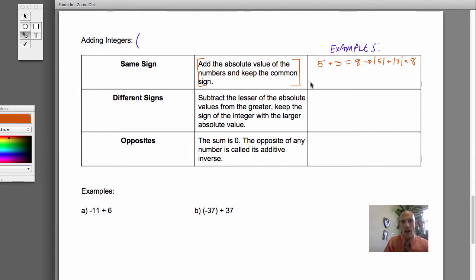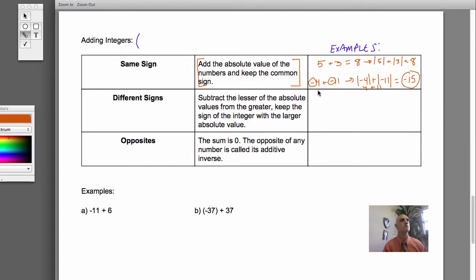Same thing happens when we have, say, negative 4 plus negative 11. What we're going to do is the absolute value of negative 4 plus the absolute value of negative 11, which is 4 plus 11, which gives us 15. But we know that we're adding negatives, so we're at negative 4, and we add negative 11, meaning it drops 11. So we're going to have negative 15. So we kept the common sign. See how we kept that common sign of negative and negative? So that's integers with the same sign.